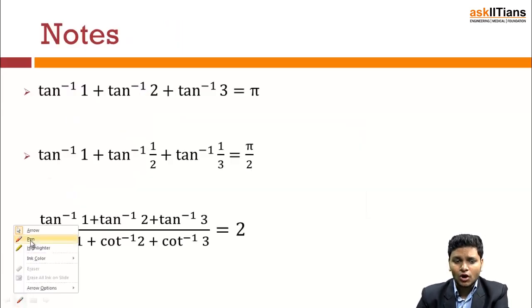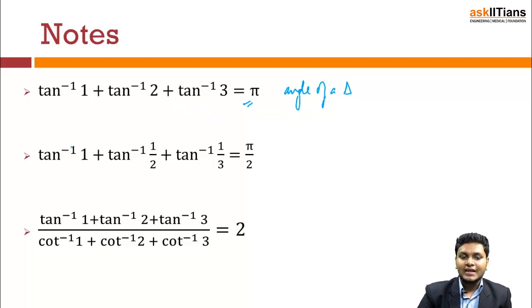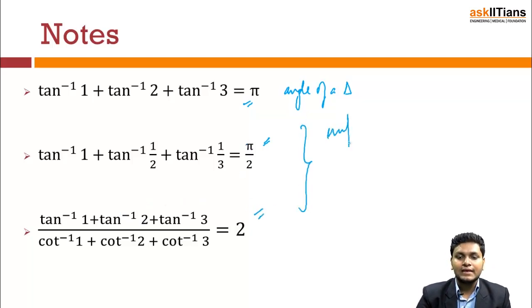Certain properties of that which you must learn. Tan inverse 1 plus tan inverse 2 plus tan inverse 3 is equal to pi, which means all these three are angles of a triangle, because the sum of three angles of a triangle is equal to 180. Tan inverse 1 plus tan inverse half plus tan inverse 1 by 3 is equal to pi by 2, another result. And tan inverse 1 plus tan inverse 2 plus tan inverse 3 over cot inverse 1 plus cot inverse 2 plus cot inverse 3 is equal to 2. Hence these three are quite important, and they can be directly used as an end result in some of the questions.